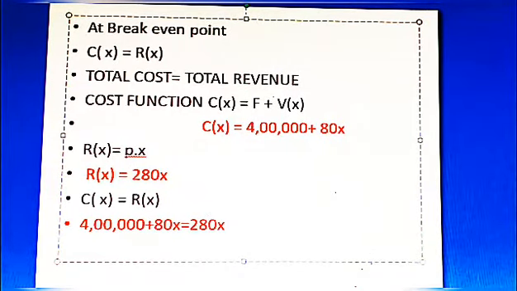Total revenue is 280x. So from this we have to calculate the value of X. So what we will do, we'll bring plus 80x to the right hand side. It will become minus.